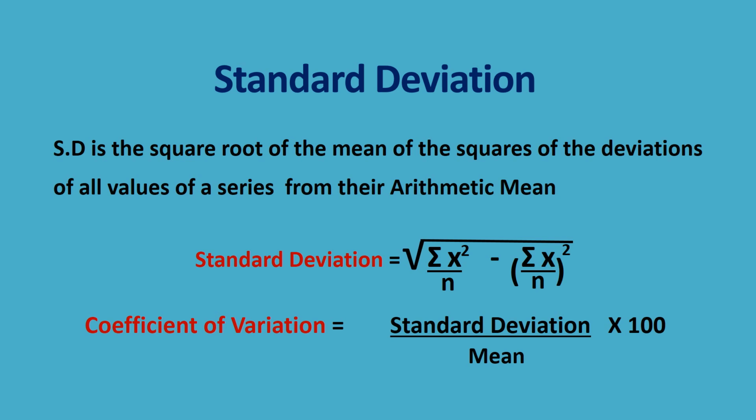And the coefficient of variation is also found as standard deviation divided by mean into 100. In order to compare the variability in two or more series, this relative measure is calculated. It is called coefficient of standard deviation or coefficient of variation.